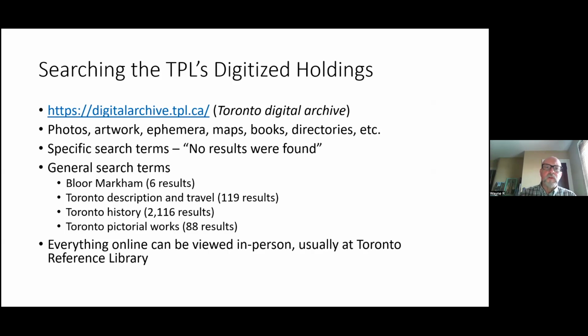The key thing to remember is when you're looking at what's in the digital archive for the TPL, everything can be viewed in person, usually at the Toronto Reference Library. So if you see something that's only available with a low resolution image, and you think that you might be able to get a magnifying glass and hone in on aspects of a photo or a map, simply go to the Toronto Reference Library and ask how you can see the physical image.